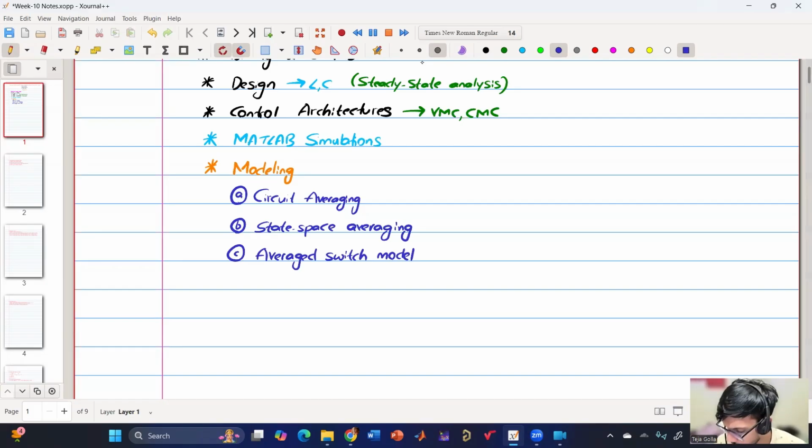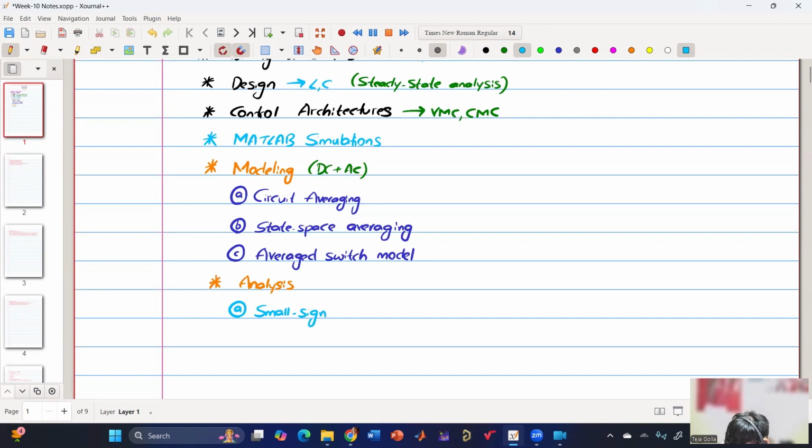So small signal or large signal. It had both DC plus AC model. Then we have done some analysis, and what we have done is we got the small signal model. And then using the small signal model, we have learned about the small signal transfer functions.